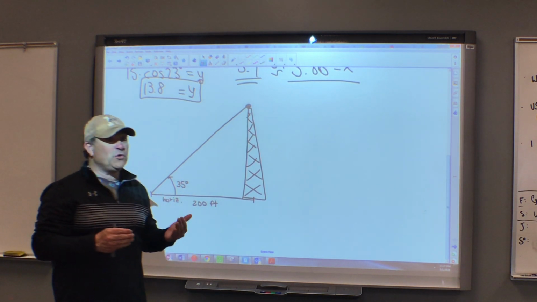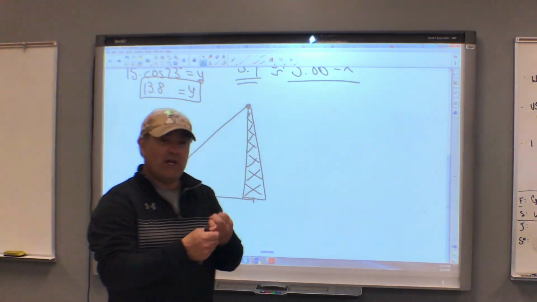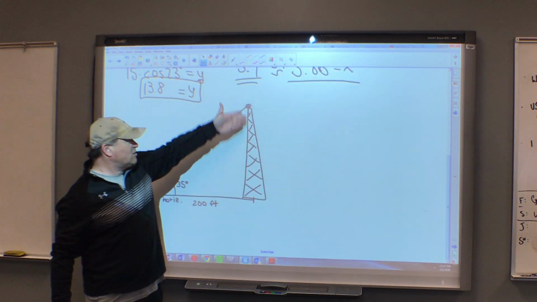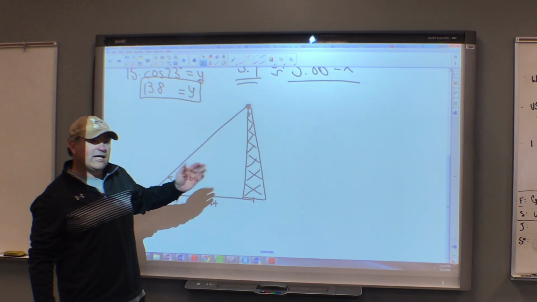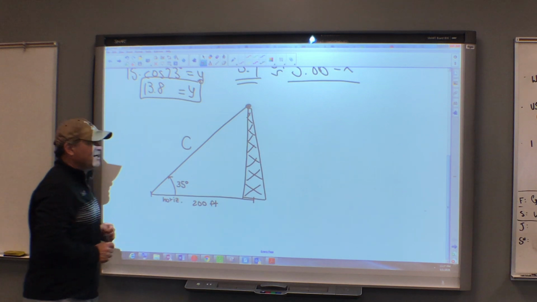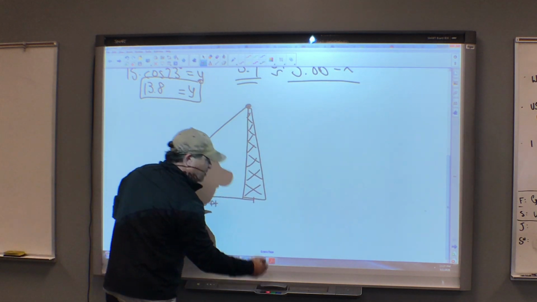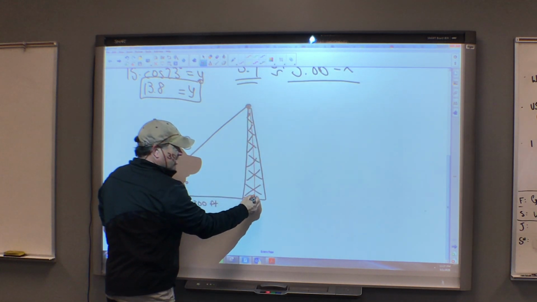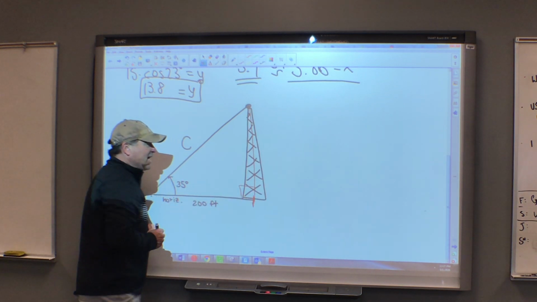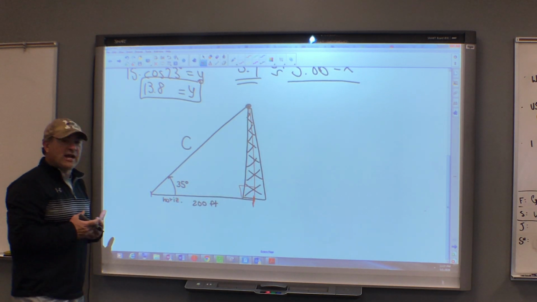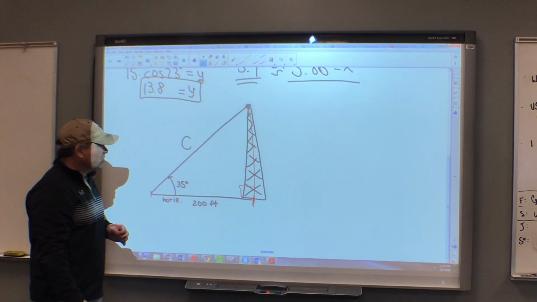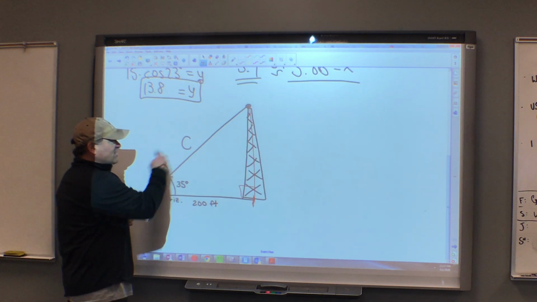Now you've got two things that you could calculate here. You could get the length of this cable, and you could also determine the height of the tower. I say we'll do both, but I'm going to call that C right now as the cable. I'm also going to assume that if I drop that straight down and I measure 200 from the middle, there's my right angle. So I do have the right angle, so I fulfilled my need to be able to apply trig. So let's find C.